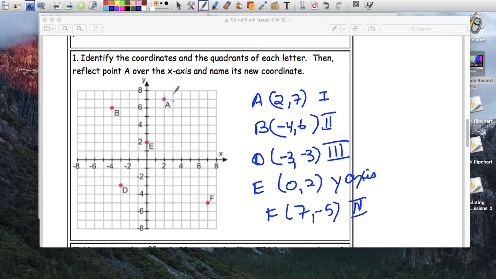And we're asked to reflect point A over the x-axis. So here's my x-axis. Point A is going to go from here to somewhere in quadrant 4. So what's the distance here? 1, 2, 3, 4, 5, 6, 7. So we're going to go all the way down to 7. And that's my point A prime. So what's A? It's 2, 7. So this is going to change just a little bit. It's still going to be on the 2, but all the way down, -7. So there's a difference between A and A prime.